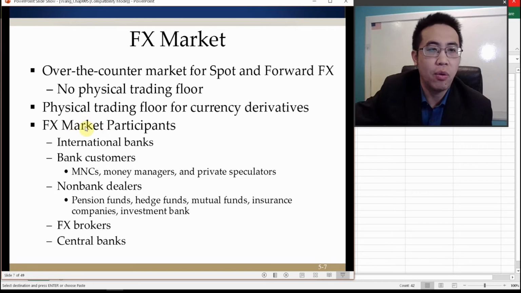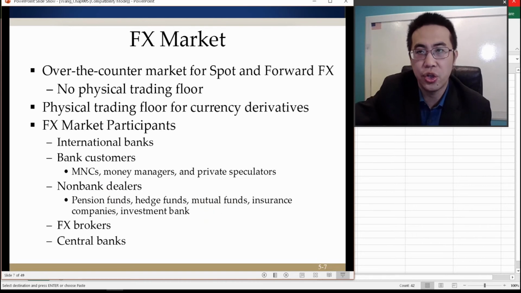And that brings us to the foreign exchange market participants. So there are a lot of international banks who host money, of course, and different kinds of money. So they have a lot of different sorts of currencies to engage in the exchange. You also have the bank customers, mostly the international corporations, the MNCs, and also money managers who invest overseas, and also private speculators who try to diversify their assets globally. There are also non-bank traders, mutual funds, insurance companies, investment banks.